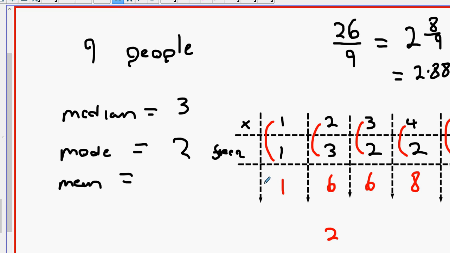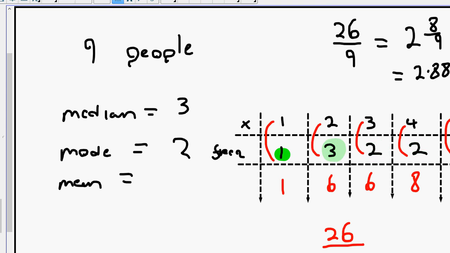But I also had to figure out how many numbers there were. We know there's 9, don't we? See all these numbers here? That tells me how many people there were. And how many people were there? There were 9. Does that make sense? So 26 divided by 9 is still my mean. That makes sense?